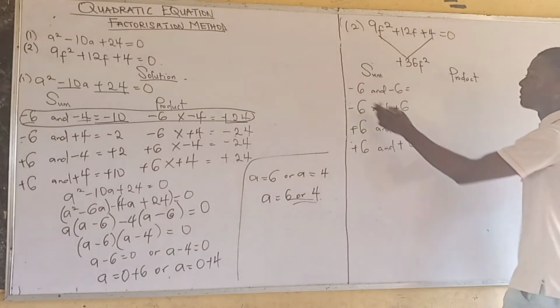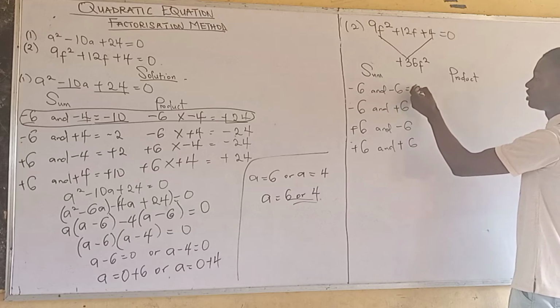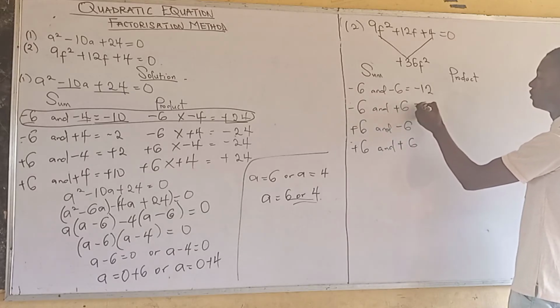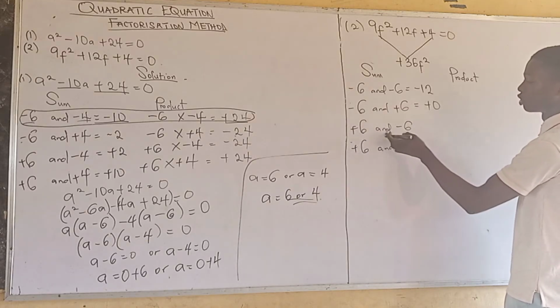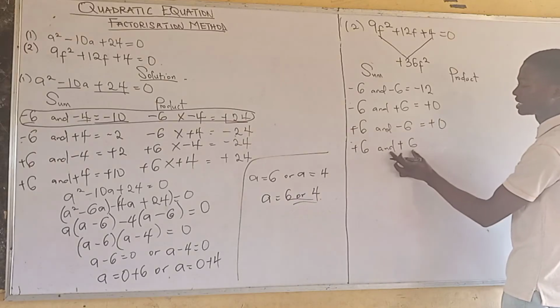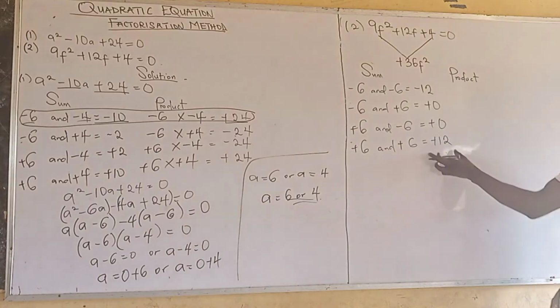So minus 6 plus minus 6 will give you minus 12. Minus 6 plus 6 will give you plus 0. Now plus 6 plus minus 6 will give you plus 0. Now plus 6 plus 6 will give you plus 12.